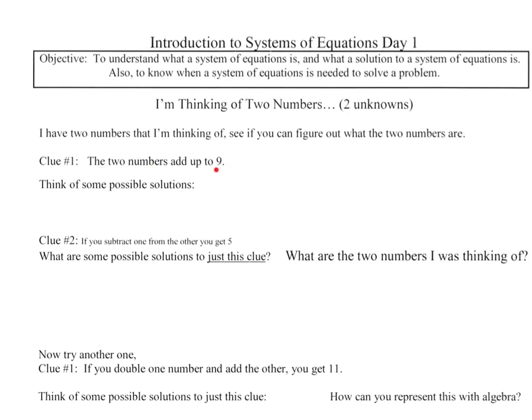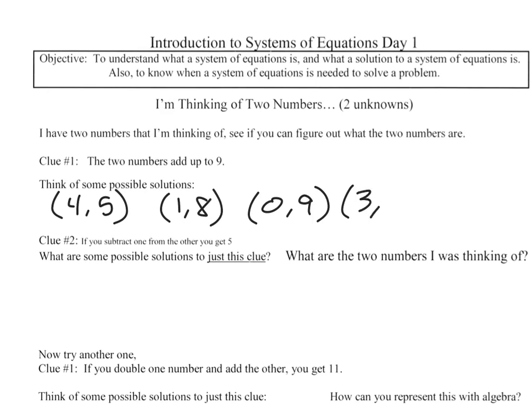And hopefully you're thinking that there is more than one set of numbers that add up to 9. Maybe the most common answers would be 4 and 5 add up to 9, or maybe 1 and 8 add up to 9. And notice how I'm writing these two numbers as an ordered pair. So also 0 and 9 add up to 9. We could come up with a whole list of numbers that add up to 9. 3 and 6 add up to 9. And don't forget negatives. -1 and 10 also add up to 9.